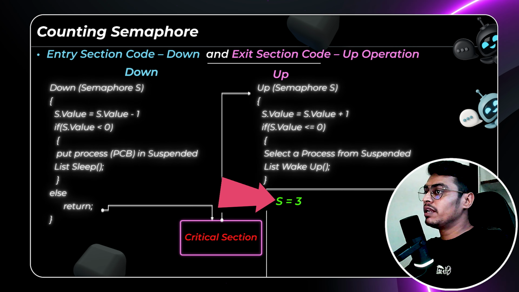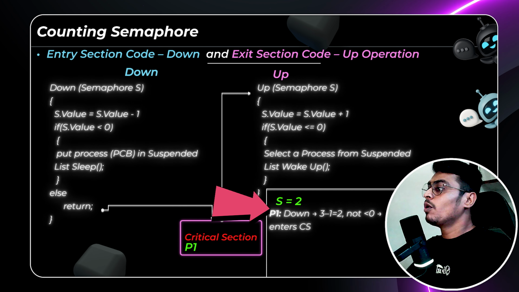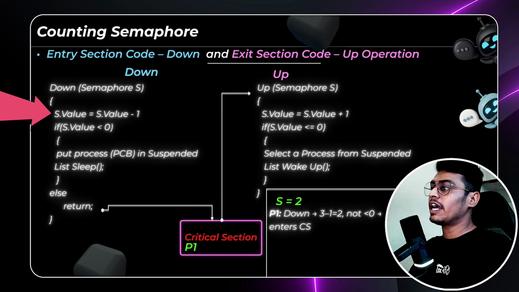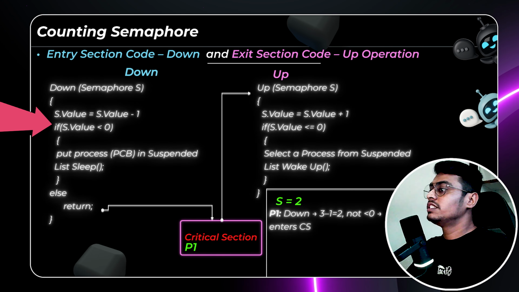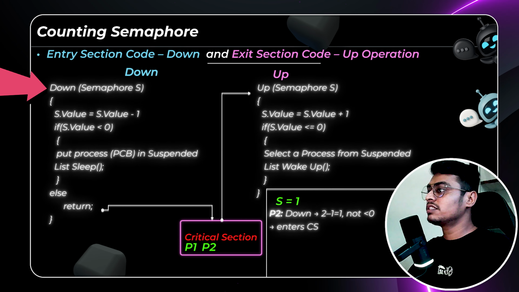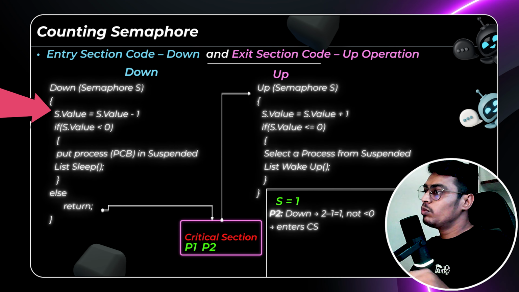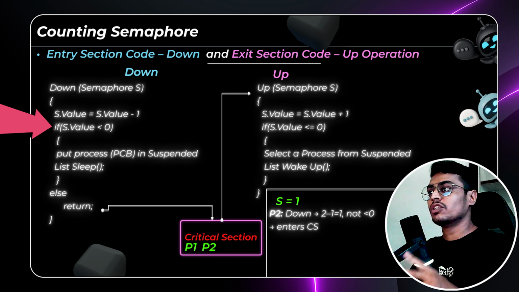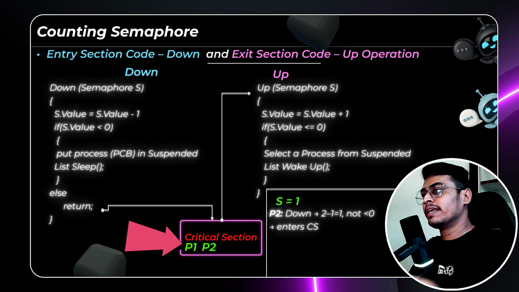Let's say semaphore value S is initialized with 3. Process P1 comes, runs down, S value is 3, so S will become 3 minus 1, now 2. Check if S value is less than 0 or not. No, it is 2. So P1 successfully entered the critical section. Now process P2 comes, runs down, S is 2 minus 1, equal to 1. Is it less than 0? No. So P2 successfully enters the critical section.